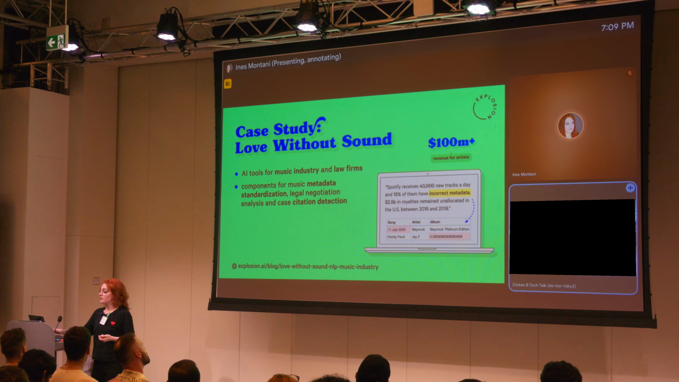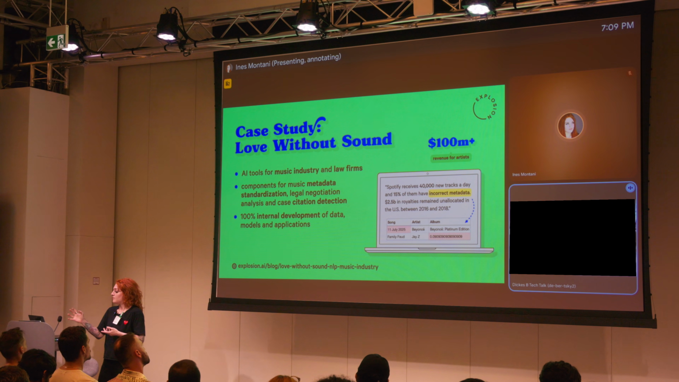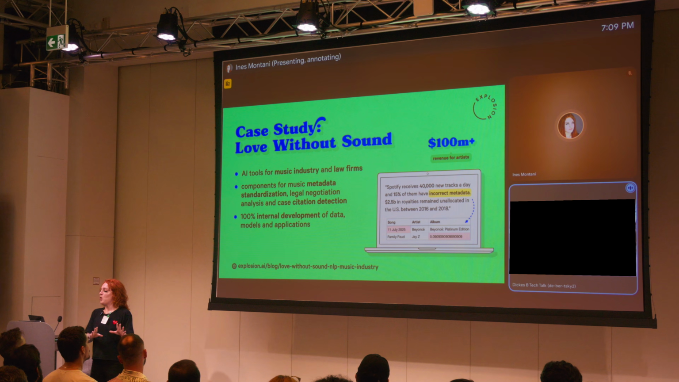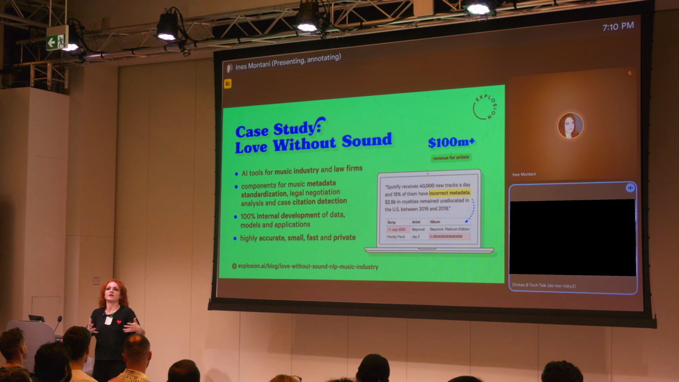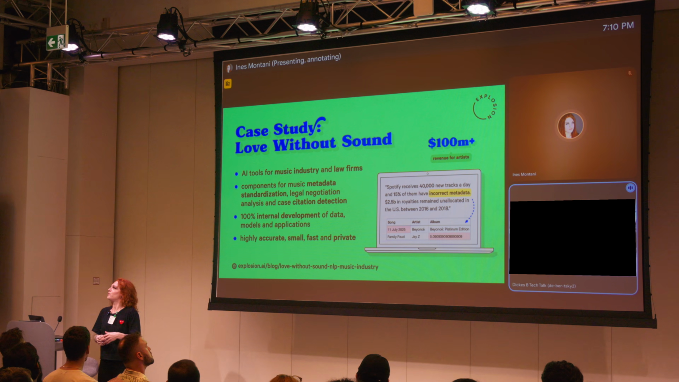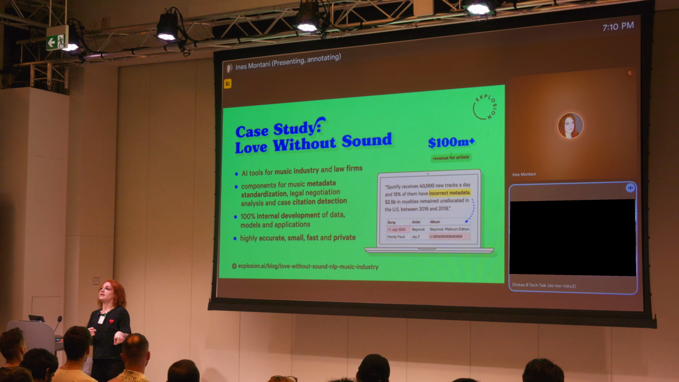And what's really cool about this is that the company and Jordan managed to develop all of this 100% internally in-house, all the models, all the data to train the models, and also all the applications. And the result is highly accurate models that are really small, and they're also really fast, because they need to process billions of song titles and all of these music catalogs from all these platforms. And the models are also private, so they run entirely in-house.